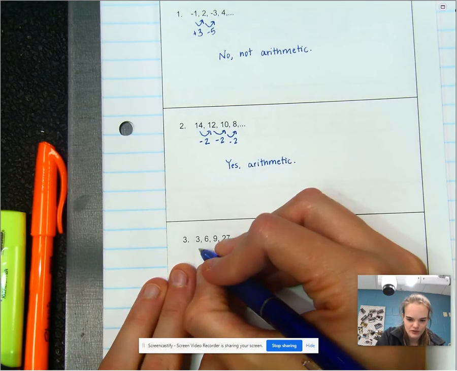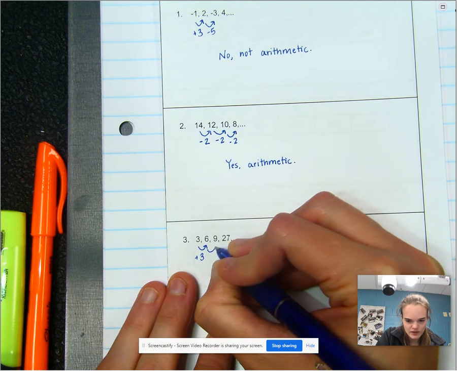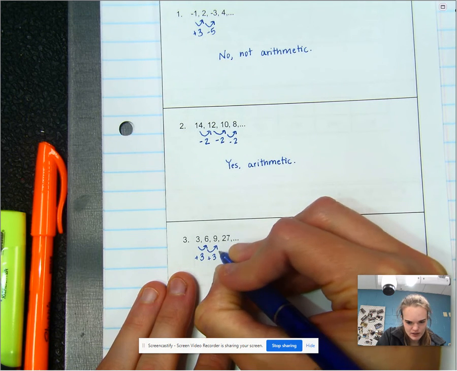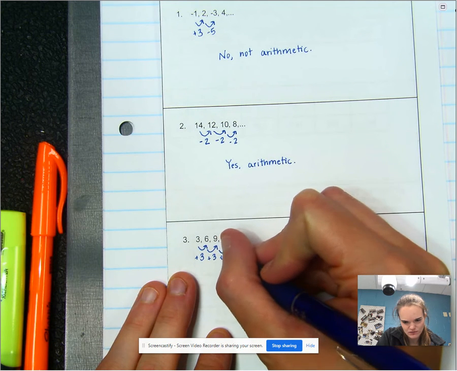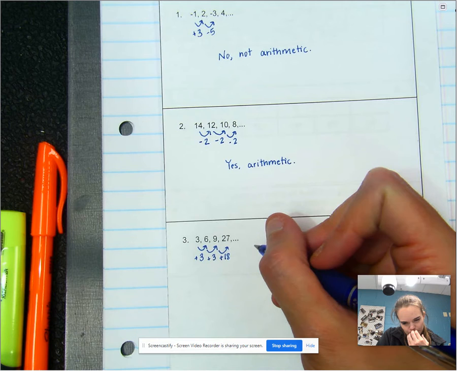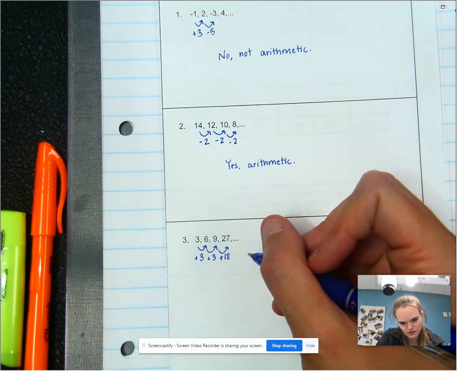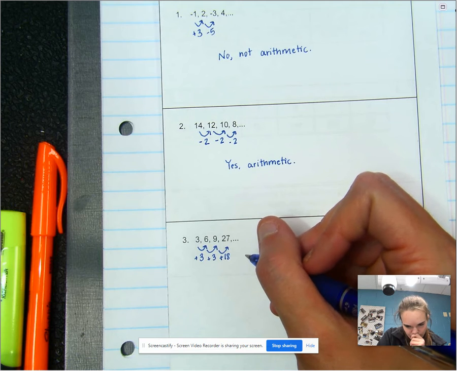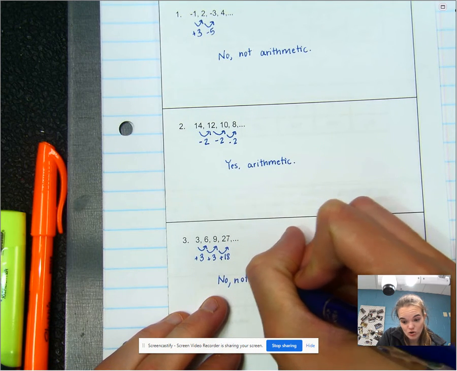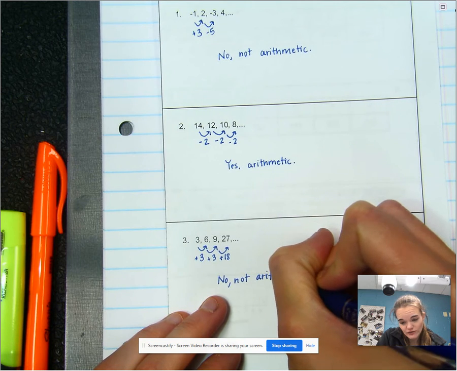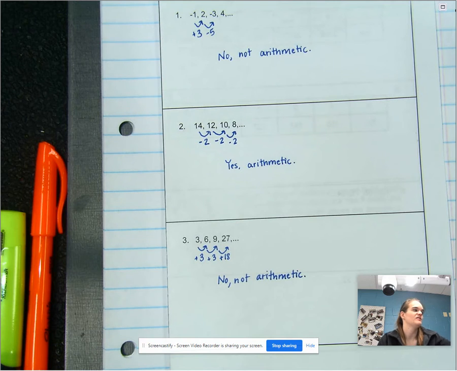All right, 3 to 6. Looks like we added 3. 6 to 9. Added 3. 9 to 27. Ooh, I think that's 18. I better check. Yeah, 18. That is not arithmetic. That's why you have to check them all. You don't have to check them if it says, hey, this is already arithmetic. That's only if it says, is it or not.